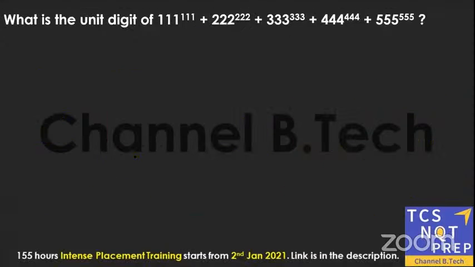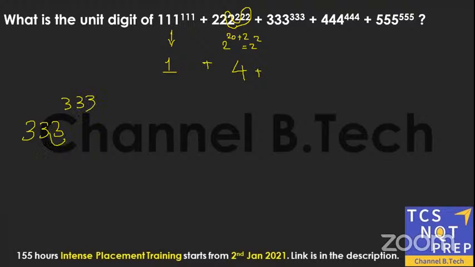Okay, so the last question. For 111 power, what will happen? 1 power anything will end in 1, so the unit digit of this will be 1. Here I will take 2 and the last 2 digits of the power value. 2 power 20 plus 2, so I just have to take 2 power 2, which is 4. For 333 power 333, I will take 3 and the last 2 digits, 33. So 3 power 32 plus 1, so I will take only 3 power 1. So the unit digit will be 3.